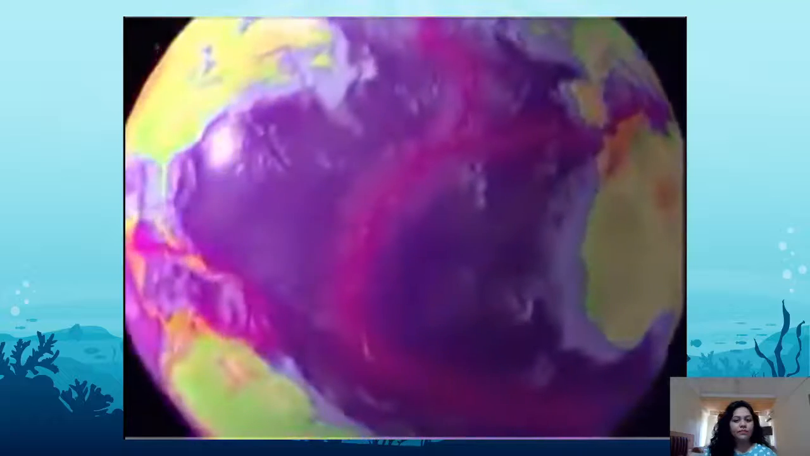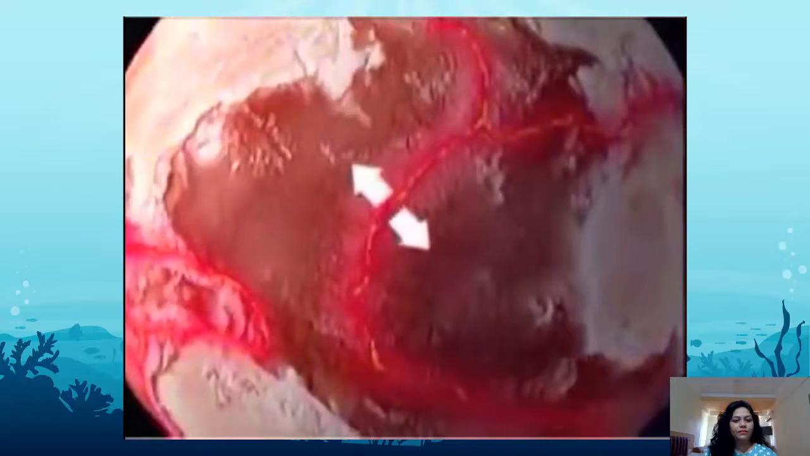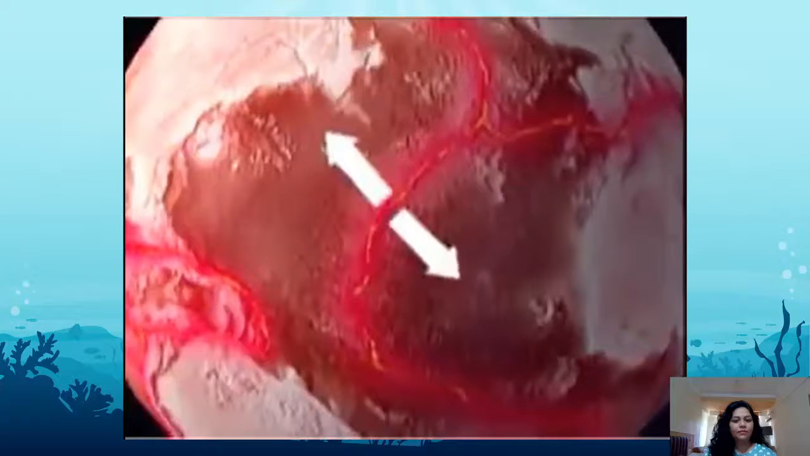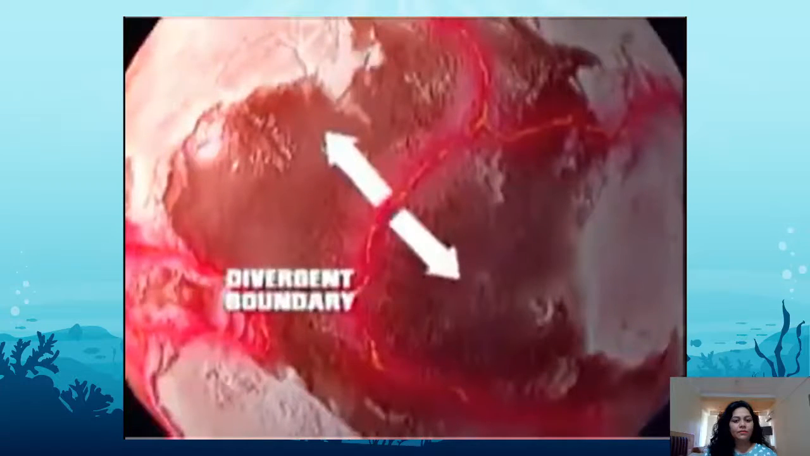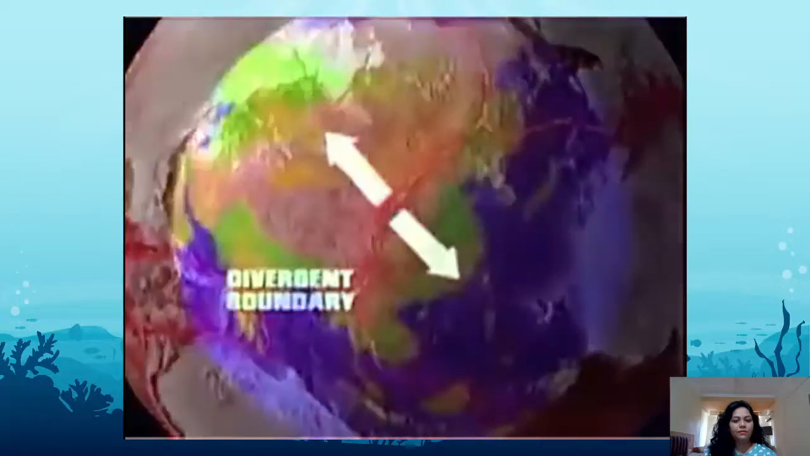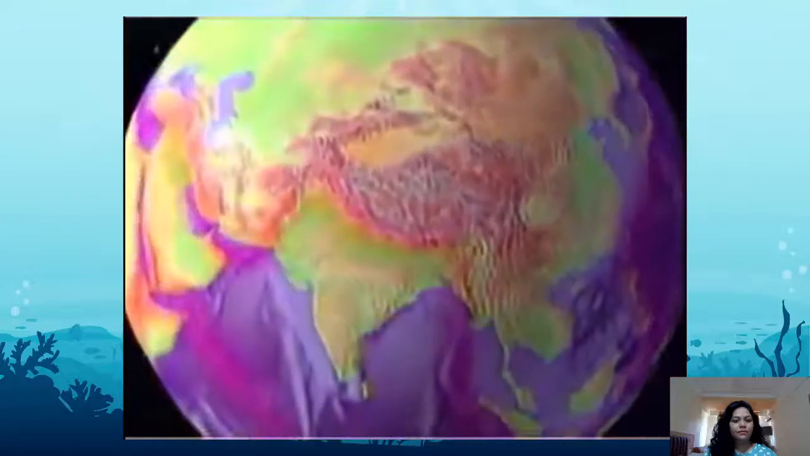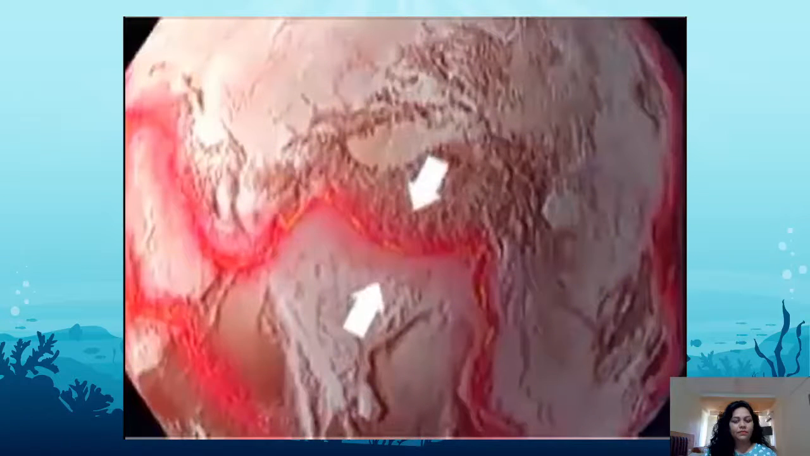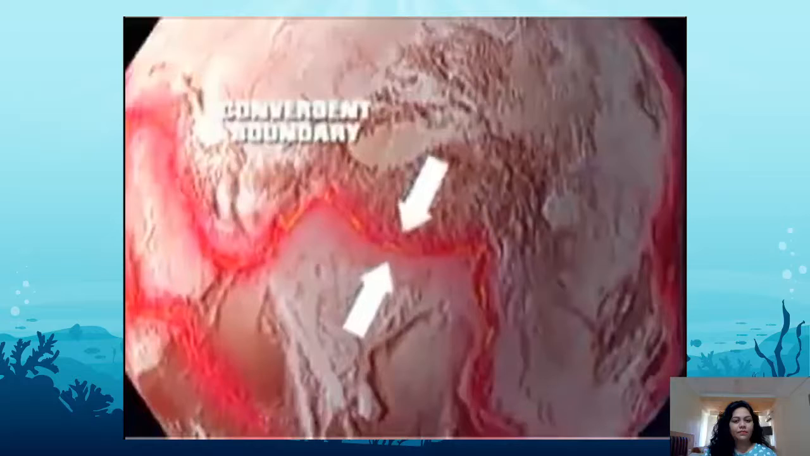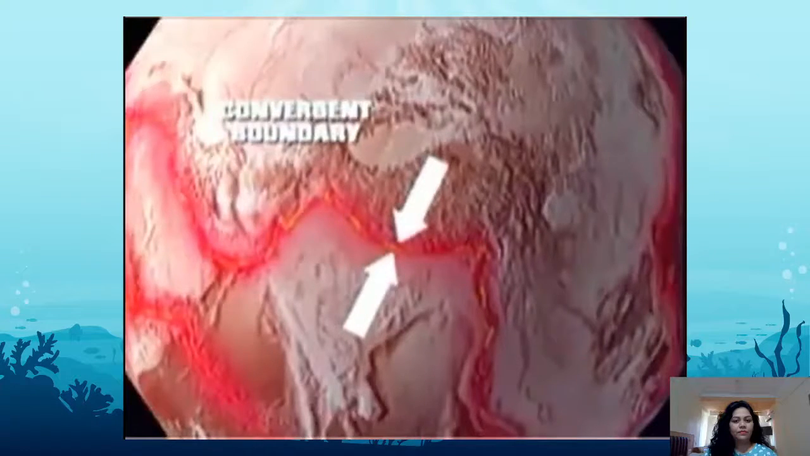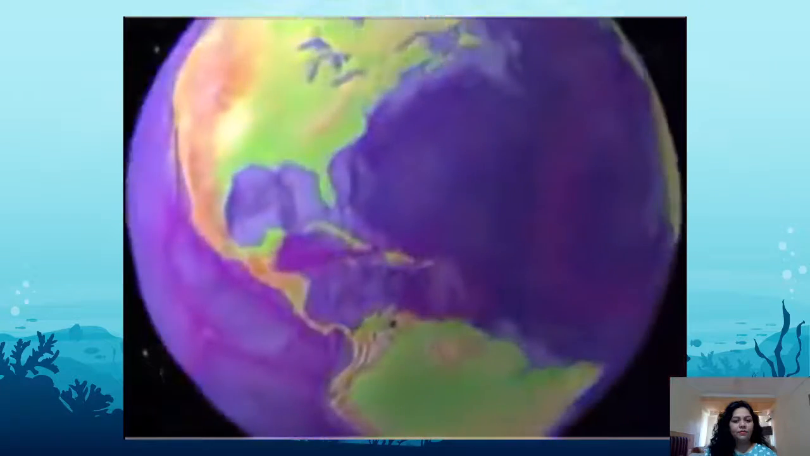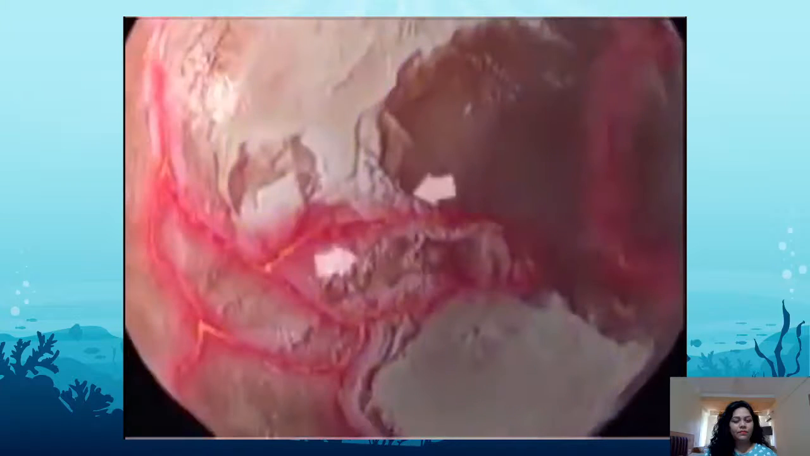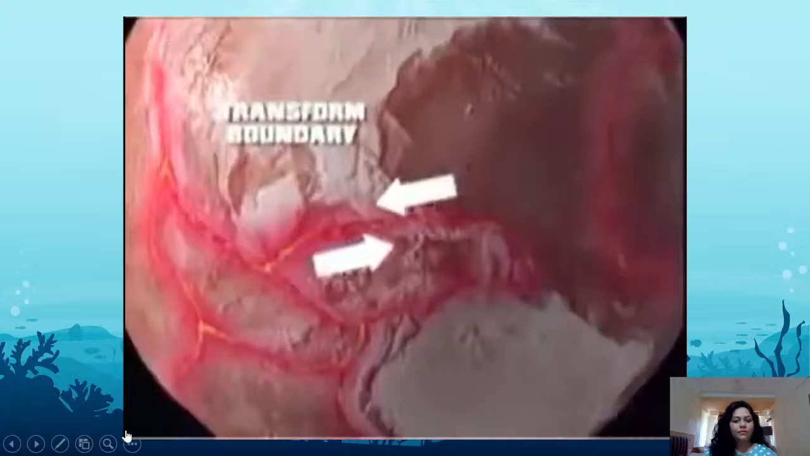In some places, plates are moving in opposite directions. They are moving apart. The area where two plates are moving apart is called a divergent boundary. In other places, plates are colliding. The area where two plates are colliding is called a convergent boundary. And in other places, plates slide past each other. This area is called a transform boundary.